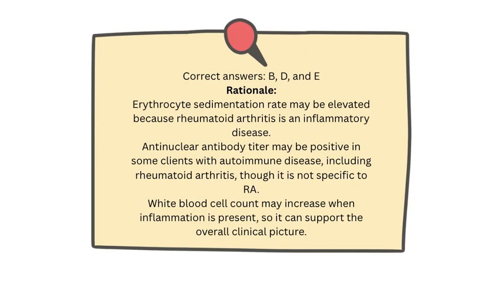So the correct answers are B, D, and E, and these are the rationales. Erythrocyte sedimentation rate, or ESR, may be elevated because rheumatoid arthritis is an inflammatory disease. Antinuclear antibody titer may be positive in some clients with autoimmune disease, including rheumatoid arthritis, though it is not very specific to RA. And the last rationale, WBC, or white blood cell count, may increase when inflammation is present, so it can support the overall clinical picture.